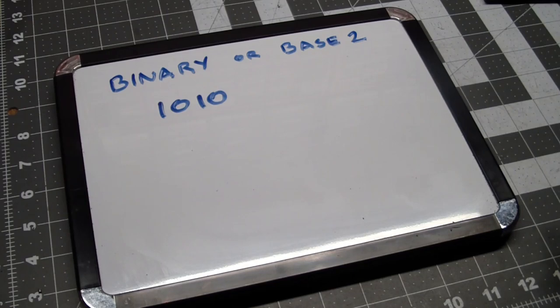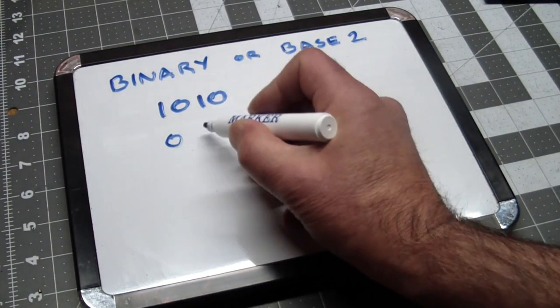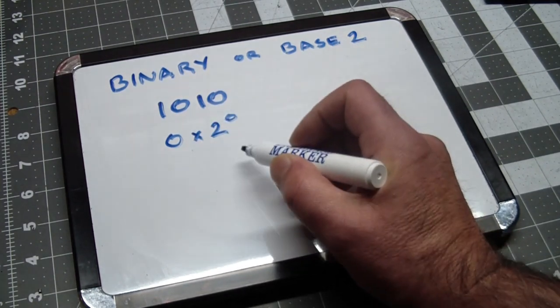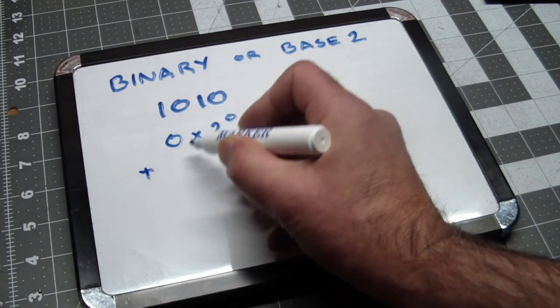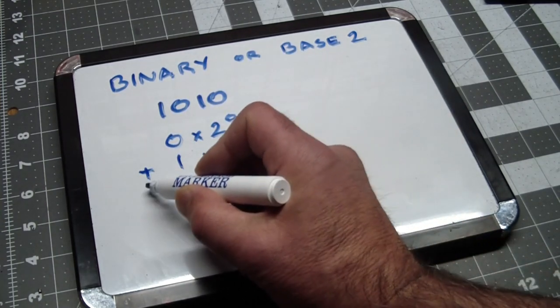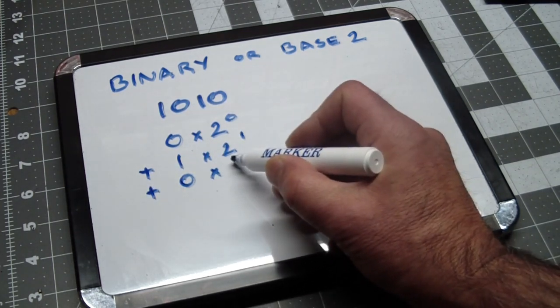But the way to convert this number is we take the first digit and we multiply it by 2 to the power of 0. We add to it the second digit and we multiply it by 2 to the power of 1. And so forth.